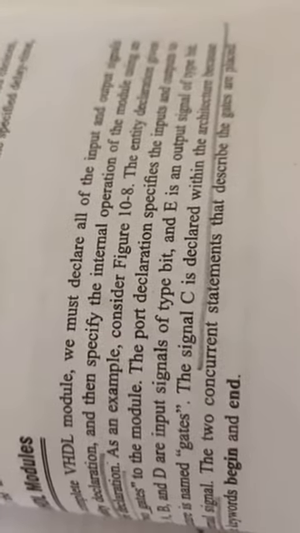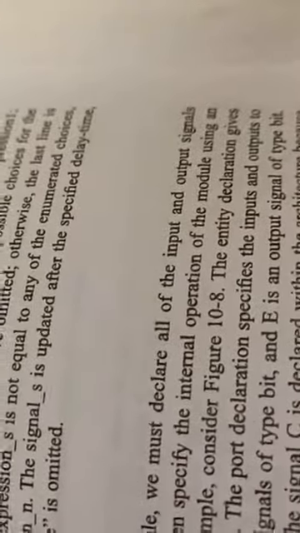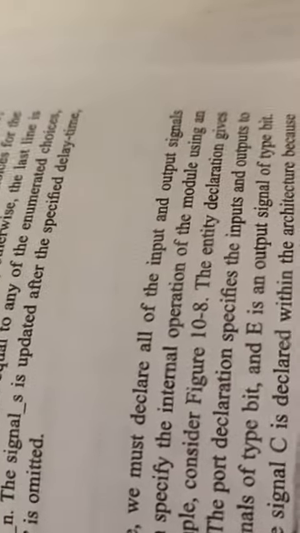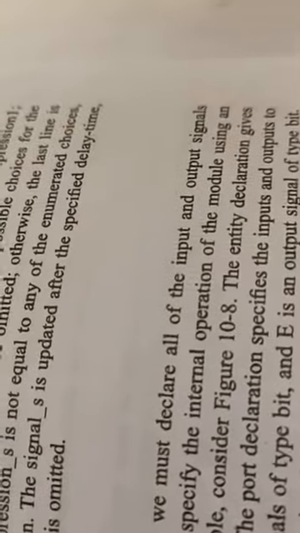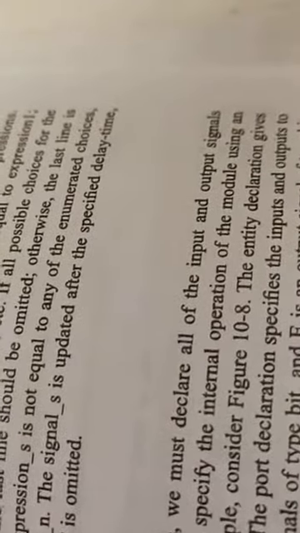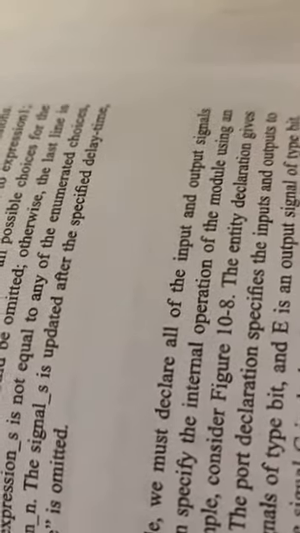Here we come across two things. One is entity and the other one is architecture. So first, entity declaration and architecture declaration. What do you mean by entity declaration? Entity declaration is something like in your C program, at the top you define the variables: int a, b, c, float. So you declare the variables. Similarly, you are supposed to declare the signals, which are the input signals and which are the output signals. That's the entity declaration.